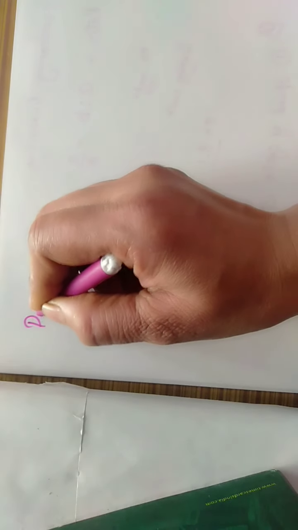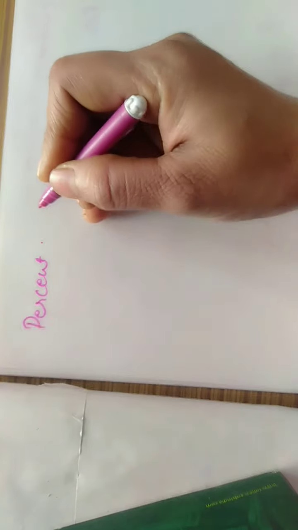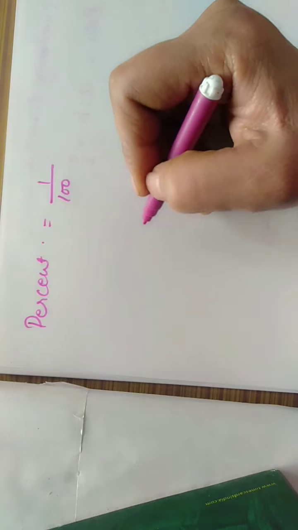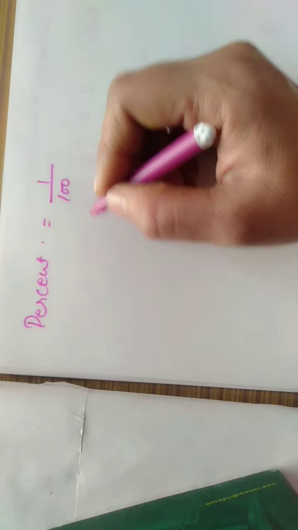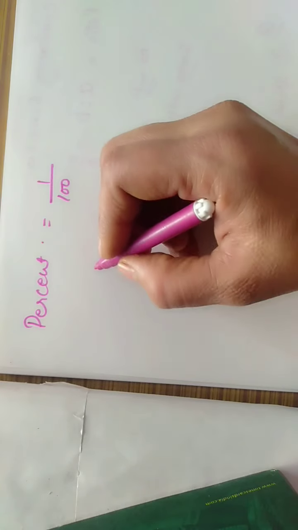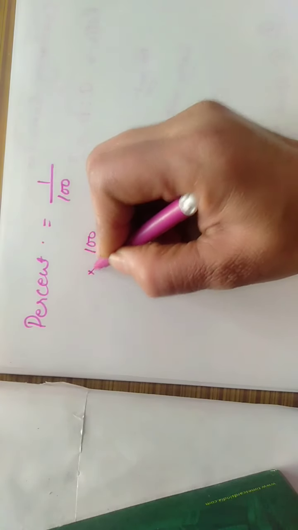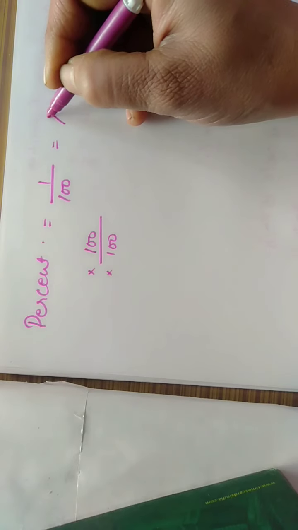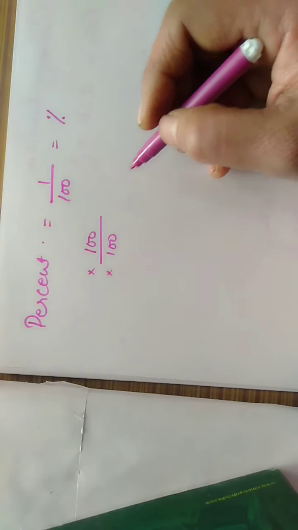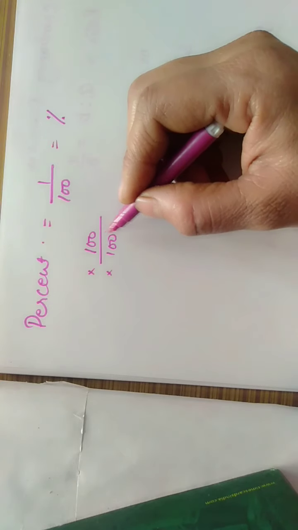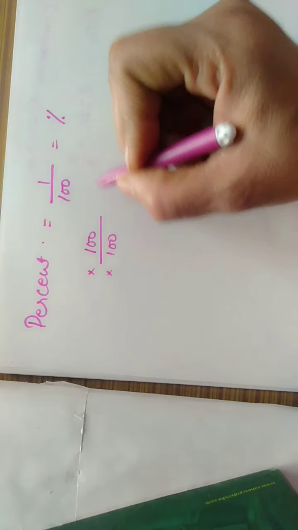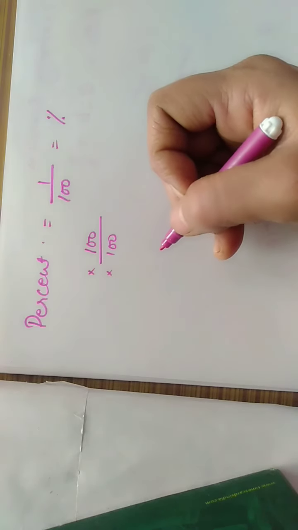Now here is question number 2, where you have to find out the percent. That day also I told you that percent means 1 upon 100, out of 100. So you have to make the denominator 100. For making the denominator 100, we multiply in the numerator and in the denominator by 100, and then this 1 upon 100 is converted into the percent sign.